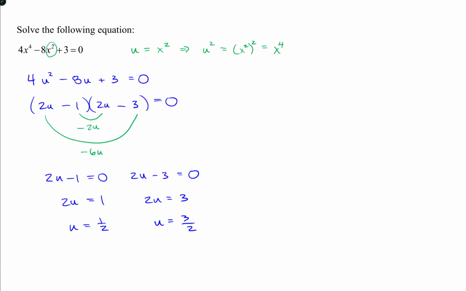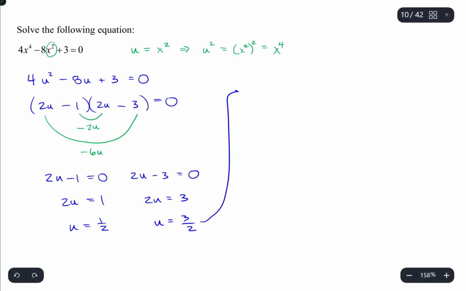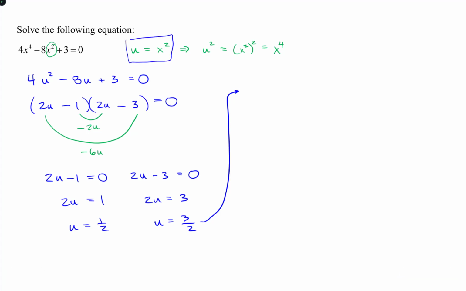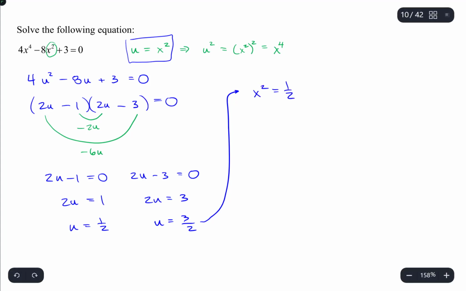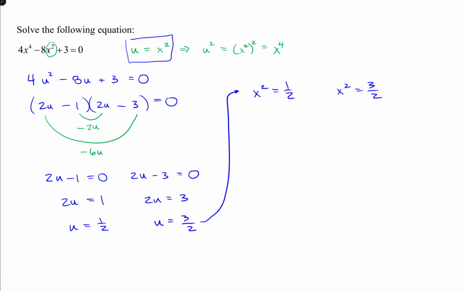All right, now the last step is to go back to the original variable. So right now I have the equation solved for the variable u, but I need to go back to x. And this statement right here shows me how to do that. So instead of saying u equals 1/2, I'm going to say x squared equals 1/2. And likewise, x squared equals 3/2.